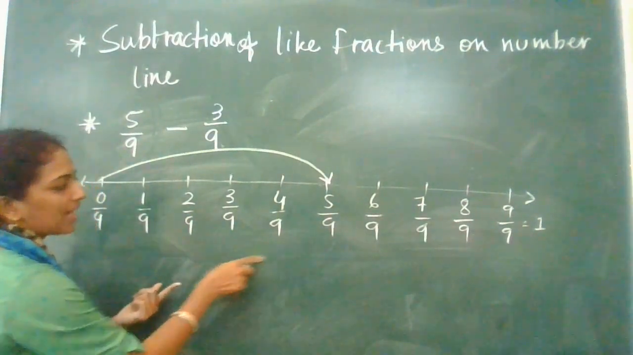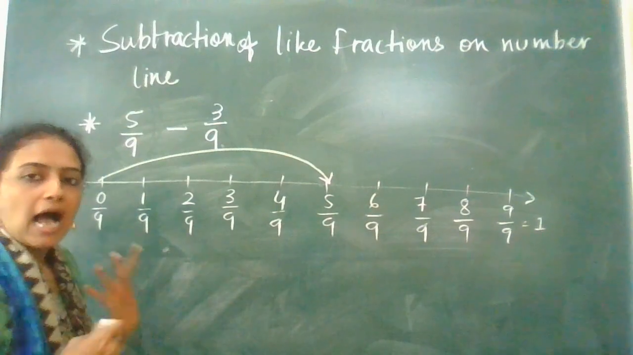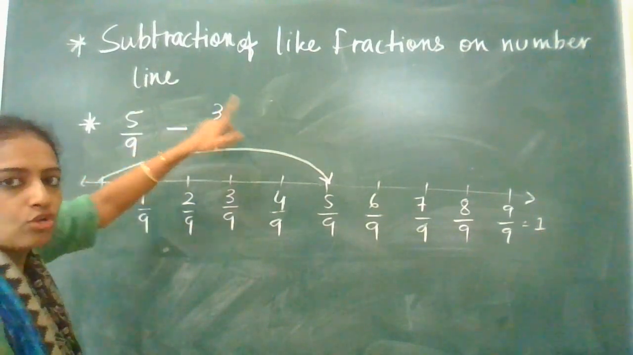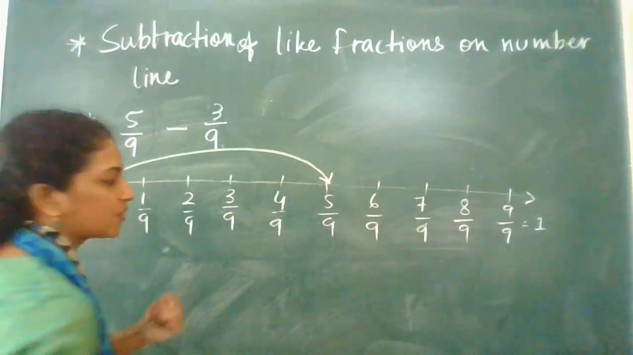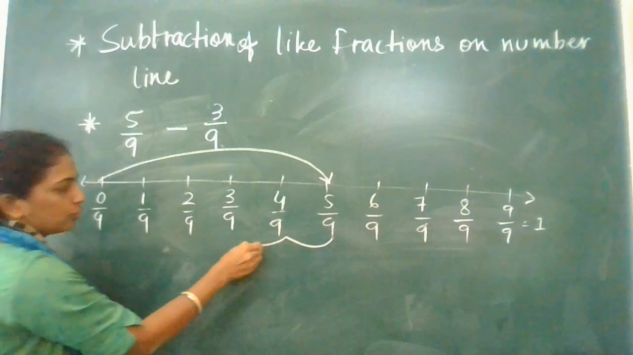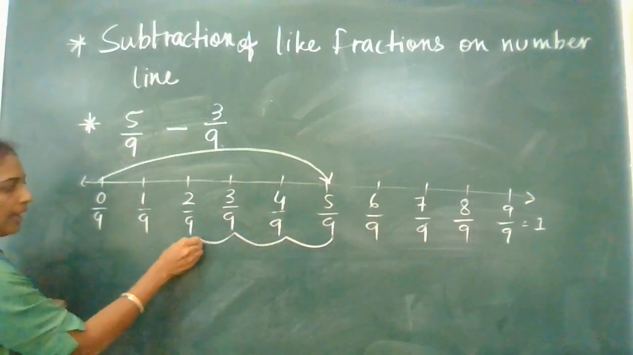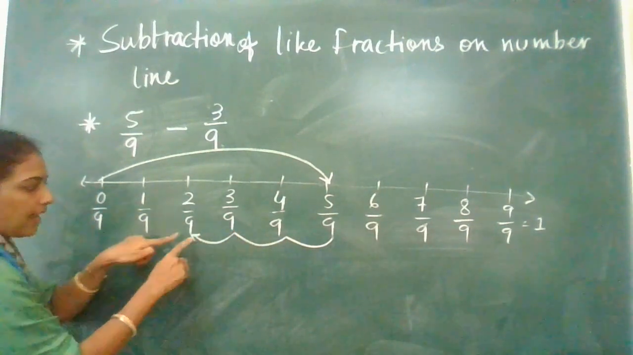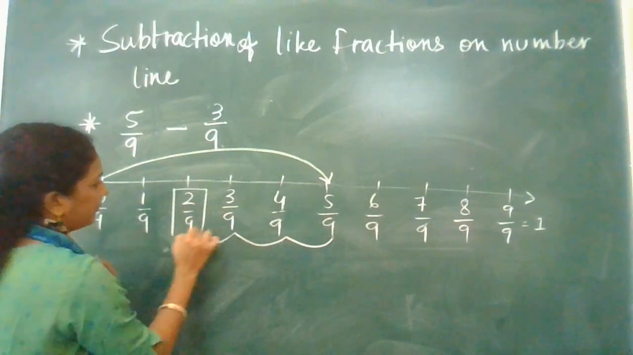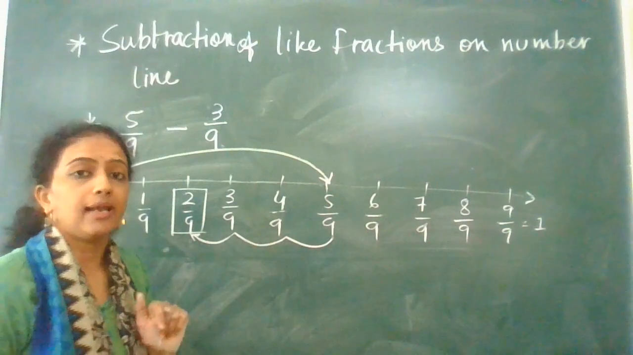So I'll show you these backward steps here. How many steps will this fraction tell you? That is 3. So you have to go back 3 steps. From here only: 1, 2 and 3. So here is the arrow. This arrow is very important, and this is your answer, which is 2 upon 9.